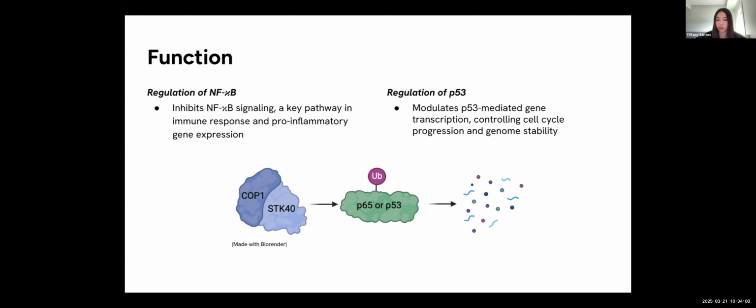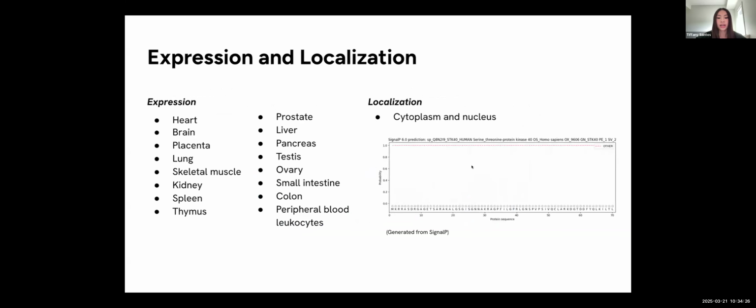So as shown in this diagram, COP1, an E3 ubiquitin ligase, binds STK40, triggering ubiquitination and degradation of key signaling proteins such as P65 in the NF-kappa B pathway and P53 in its own pathway. STK40 is broadly expressed in humans with strong expression in the heart, brain, placenta, etc. It is localized to the cytoplasm and nucleus, which is supported by data from SignalP. So this graph over here shows that there are no signal peptide sequences, so it is not targeted for secretion.